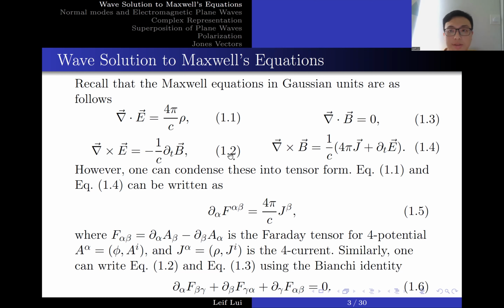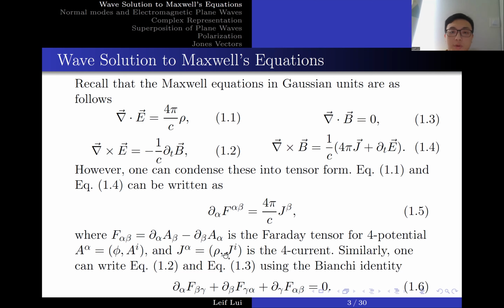So we can write the four Maxwell equations as two equations, namely this one and this one. The first equation is that we take the partial derivative of the Faraday tensor. So what is the Faraday tensor? The Faraday tensor is basically the anti-symmetrized derivative of the four-potential. And the four-potential is just a vector where the time component is the scalar potential and the spatial components are the vector potential. Similarly, the four-current is a 4D vector, where the time component is the charge density and the spatial components are the current densities.